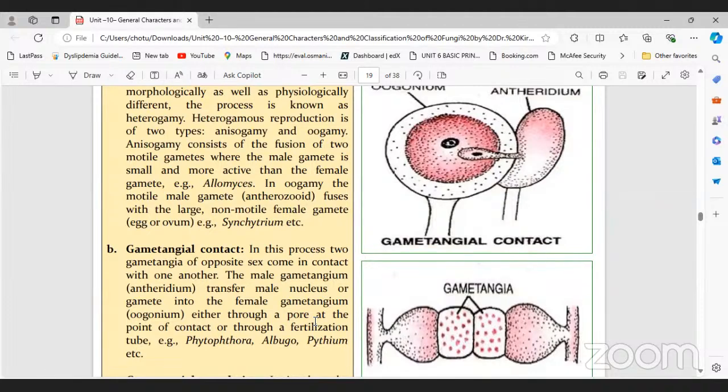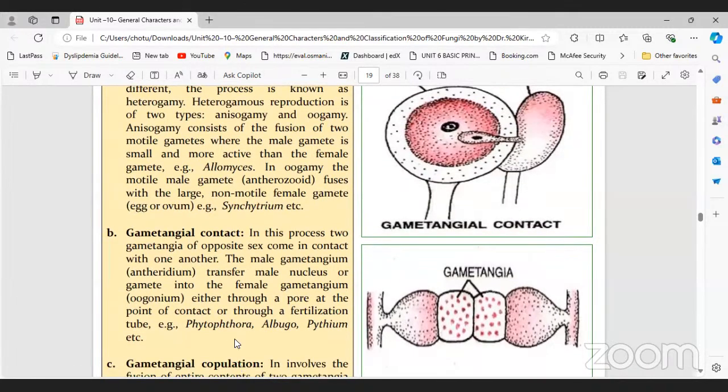The two gametangia do not fuse and retain their identity. The oogonium undergoes post-copulation changes while the antheridium is usually disintegrated. For example, in gametangial contact: Phytophthora, Pythium, Albugo.